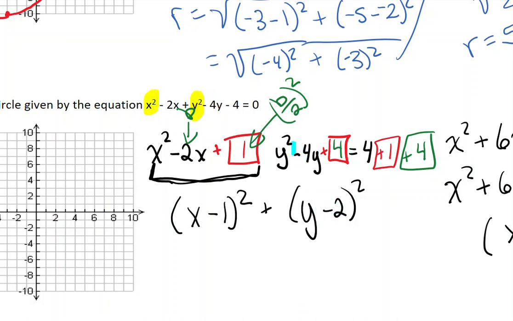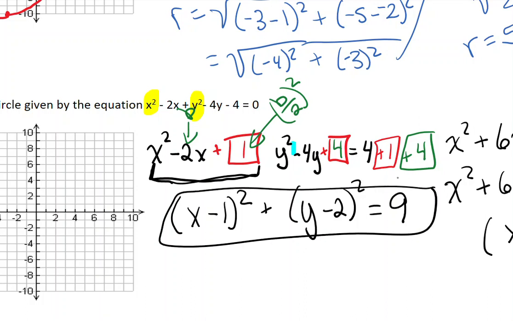All right, what's on the right-hand side? 9. Okay. This is the format we're looking for, right? It's 2 binomials squared, and then it equals a constant. So what is the center of this? 1, 2. It's always the opposite numbers. What's the radius? 3. It's the square root.